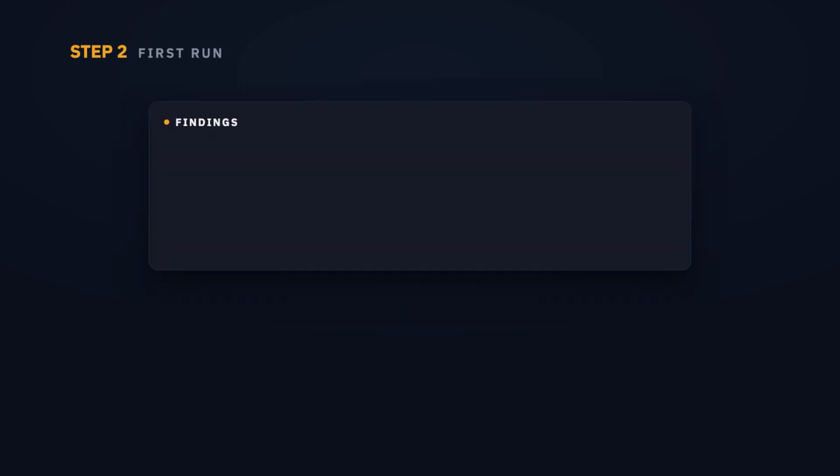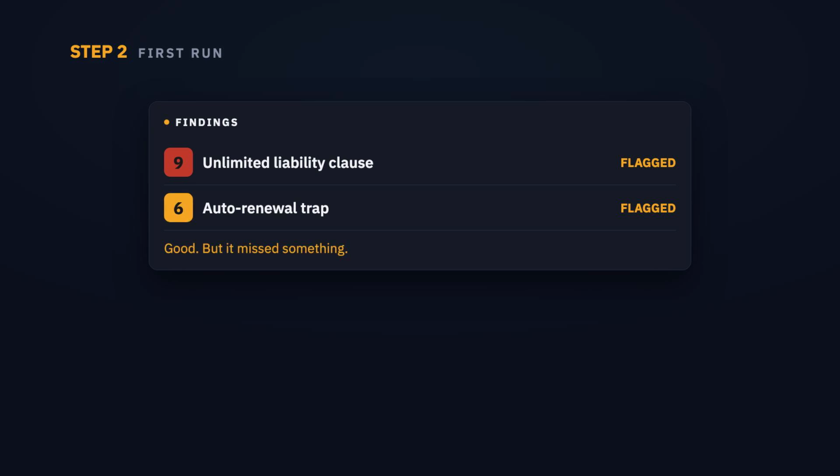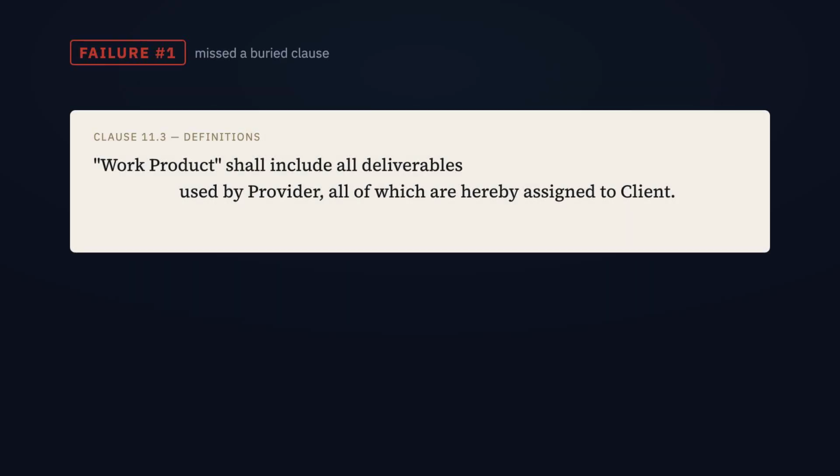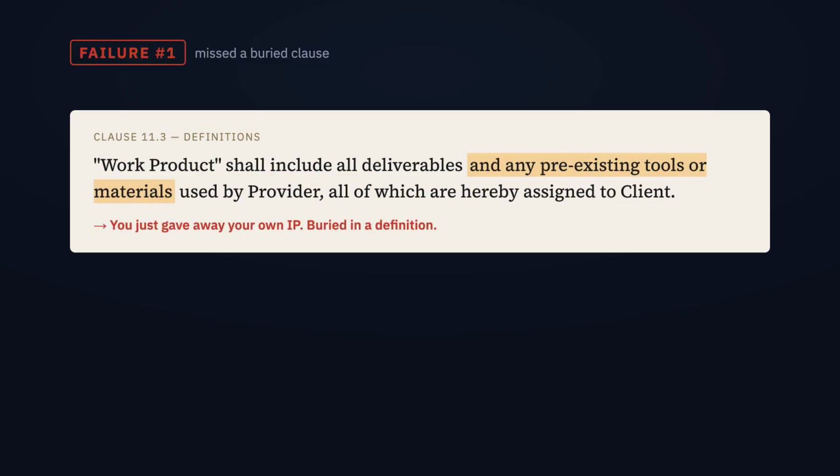Step 2. First real test. I feed it our 14-page services agreement. And here's failure number 1, because I promised you the failures. It caught the unlimited liability clause. Good. It caught the auto-renewal. Good. But it completely missed that clause 11.3 quietly assigns all work product to the client, including our pre-existing tools.